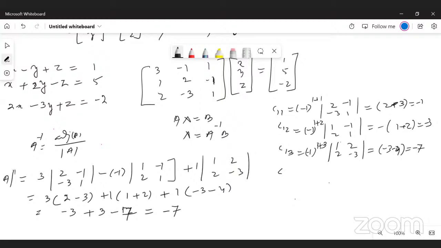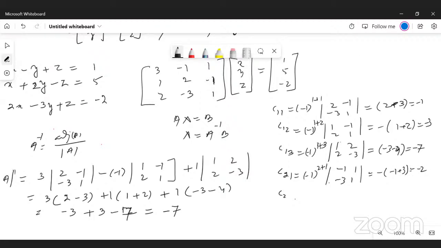Similarly, C21, second row first column: -1 to the power second row plus first column. Then the value was -1, 1, -3 and 1. So 2 and 3 is minus. So it becomes -1 plus 3, it is 2, and the outcome is -2.